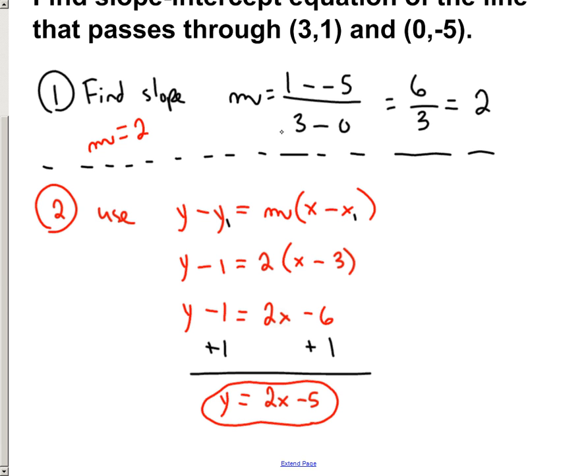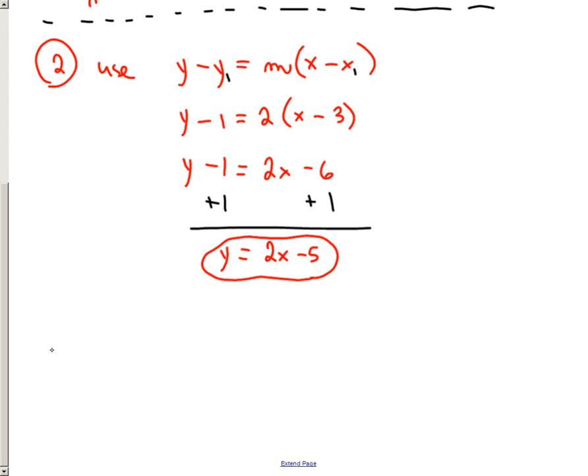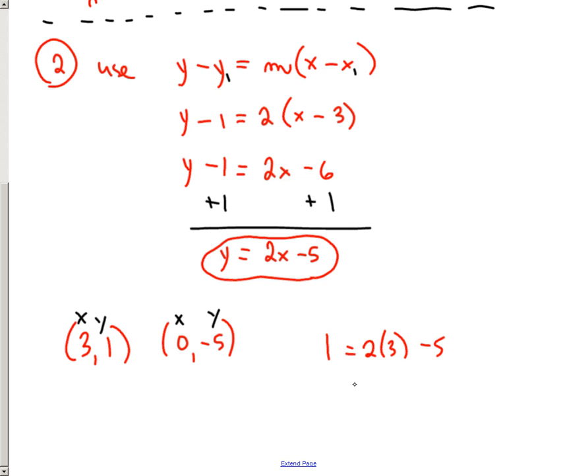Again, if you wanted to find out if you're correct, take these 2 points and plug both of them in to make sure that they are indeed on this equation. So we've got 3, 1, and 0, -5. You know, this is the x, this is the y, x, and the y. Let's just test it out. 1 is a y, so this y becomes a 1. This 3 is going to replace that x right there, so that's 2 times 3 minus 5. Let's see. 1 equals 6 minus 5. 1 equals 1. Yep, that one's right.